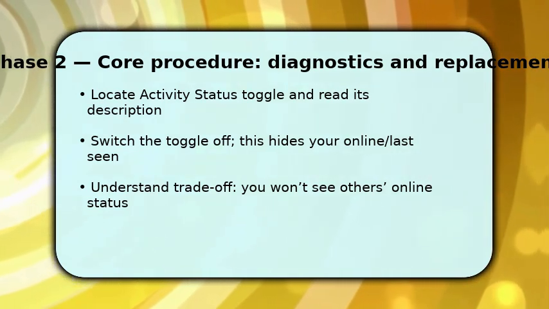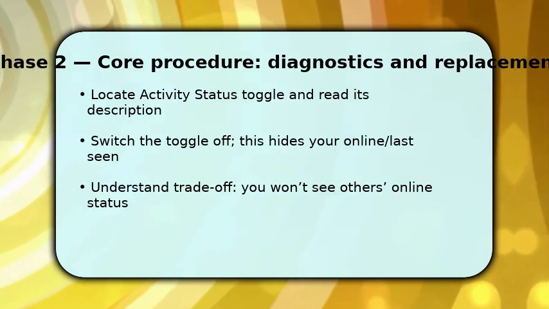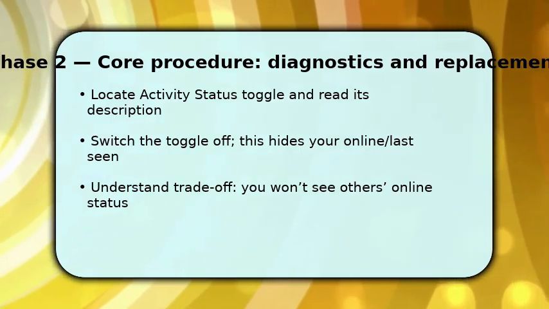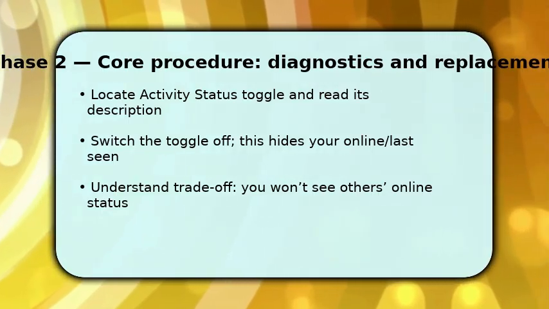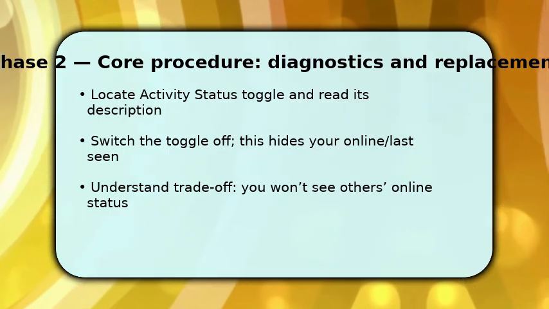Instagram tells you that turning it off hides your online presence. Go ahead and flip the toggle to off. This immediately stops the green dot and last seen timestamp from showing to others. Make sure you understand the why.